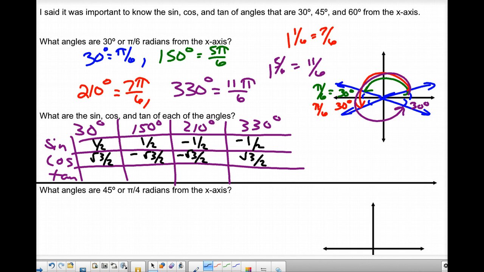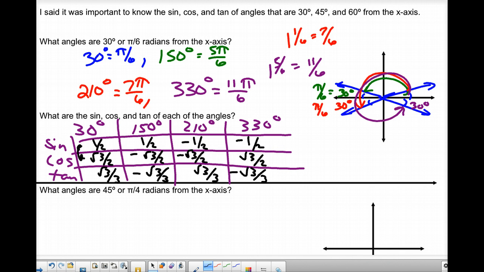Tangent. Tangent of 30, that's the one with all the 3's in it. So it's square root 3 over 3, in all four. And where's tangent positive? Where's it negative? Tangent's positive in the first quadrant, because remember you can do sine over cosine. A positive divided by a positive is positive. Second one, positive divided by negative is negative. Third one, negative divided by negative is positive. And the last one is negative.